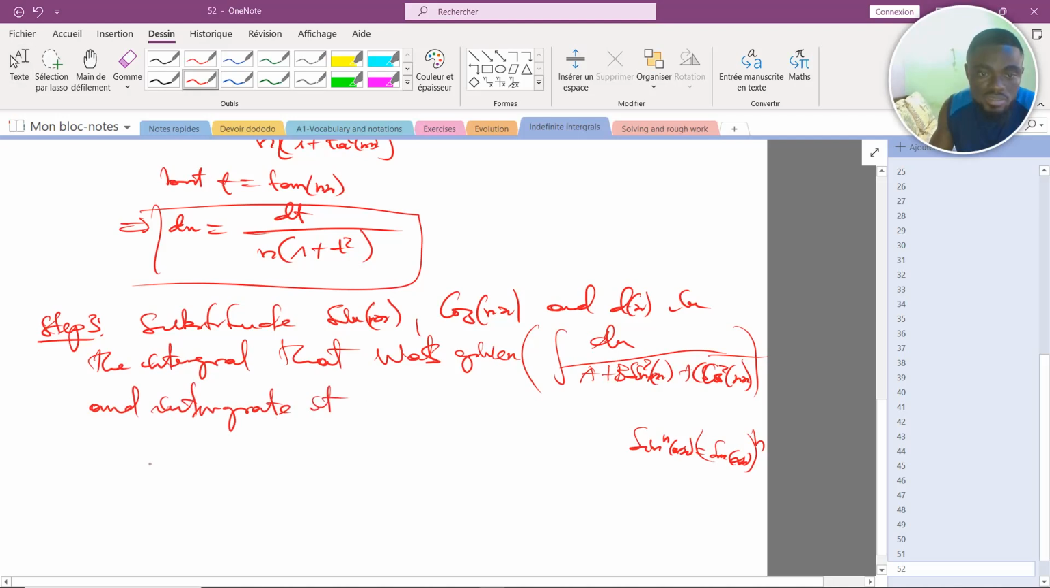When you integrate it, your answer, because everything inside will be in terms of t, will be in terms of what? T. When you have your answer in terms of t, don't forget that your tan nx was equal to t. So if I make x the subject, it simply means nx will be equal to the tan inverse of t, and x will be 1 on n tan inverse of t.